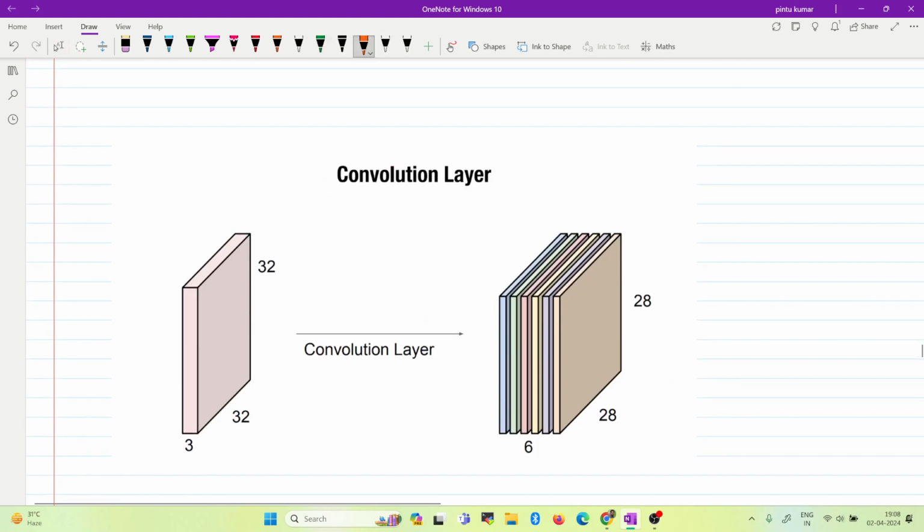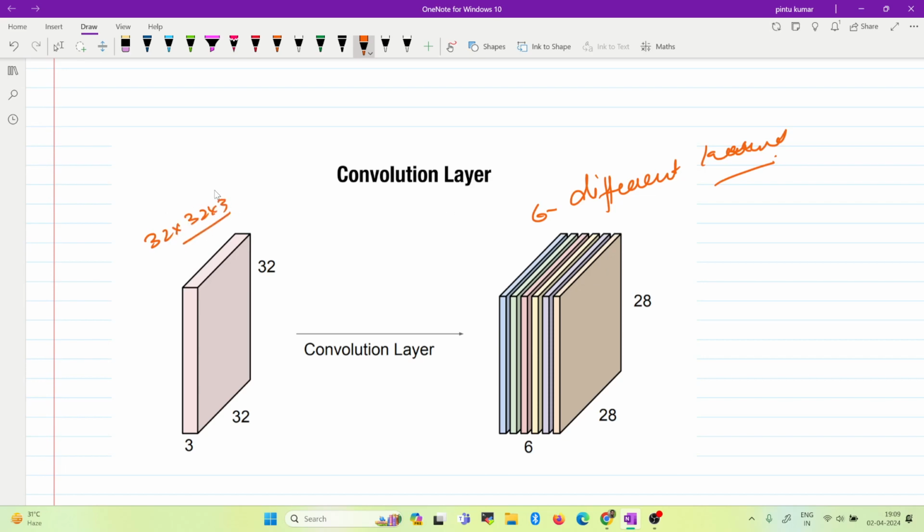So from the input, we used 6 different kernels. Again, what values these kernels will take, we don't know. We will learn it while training. And we have stacked them together. So starting from a 32 cross 32 cross 3 image, we started from this tensor, and using 6 5 cross 5 cross 3 kernels, we obtain a 28 cross 28 cross 6 tensor.